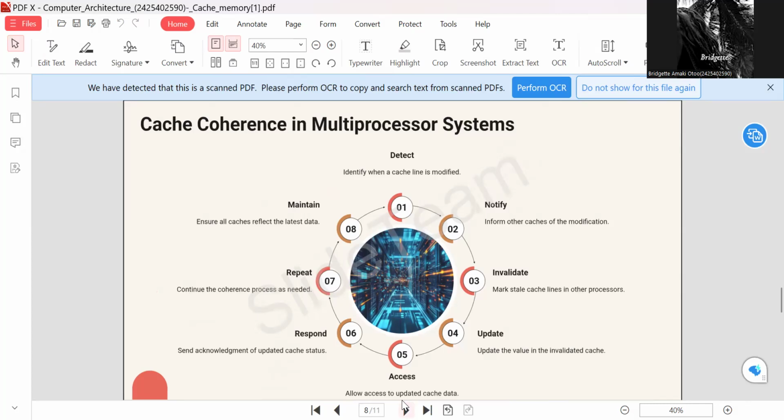5. Access. Allow access to updated cache data. 6. Respond. Send acknowledgement of updated cache status. 7. Repeat. Continue the coherence process as needed. 8. Maintain. Ensure all caches reflect the latest data. This cycle repeats itself over and over.